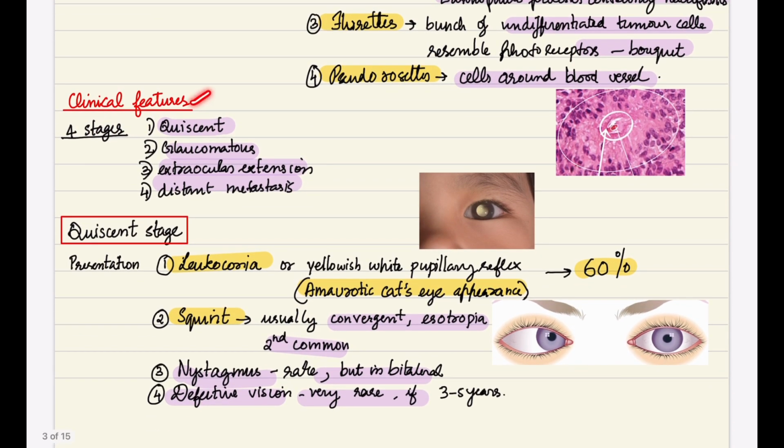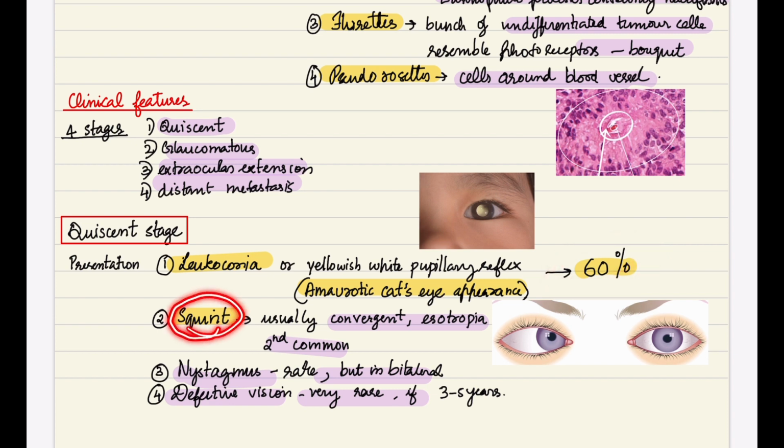Then under clinical features, it is divided into 4 stages. First one quiescent stage, second one glaucomatous stage, third one extraocular extension, and fourth distant metastasis. In the quiescent stage, the patient will present with leukocoria, which is the most common one. Here, a yellowish white pupillary reflex is seen in 60% of the cases.